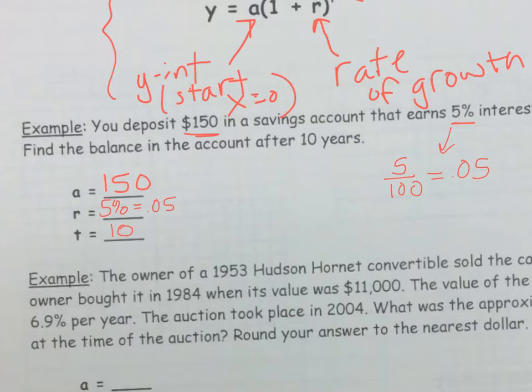So we're going to write out the equation. 150 times 1 plus 0.05 to the 10th. Okay, so again, this is where having that calculator is super critical, and knowing how to type it into your calculator is also important. Okay, so 150 parentheses 1 plus 0.05, all raised to the 10th. Remember, raised to the 10th is the caret button.